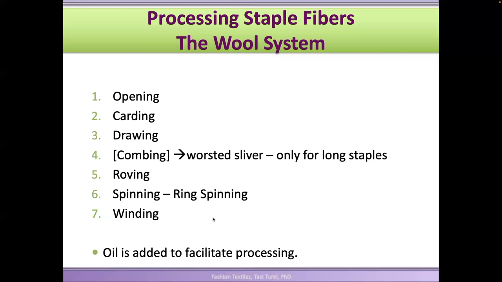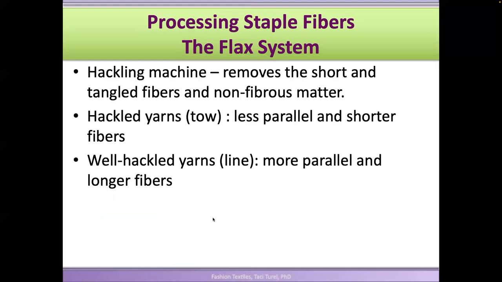And with wool, you have to add a little bit of oil to facilitate the processing, because wool fibers tend to stick together because of those scales on them. But other than that, the whole process is the same as cotton. So you go through the opening, carding, drawing, possibly combing, roving, spinning, and then the winding of the bobbin. So same process. With the flax, we have the same process.